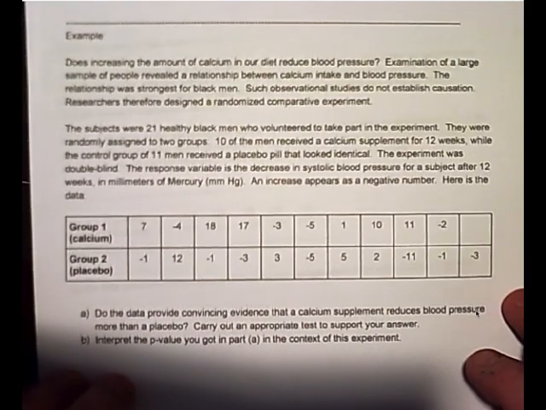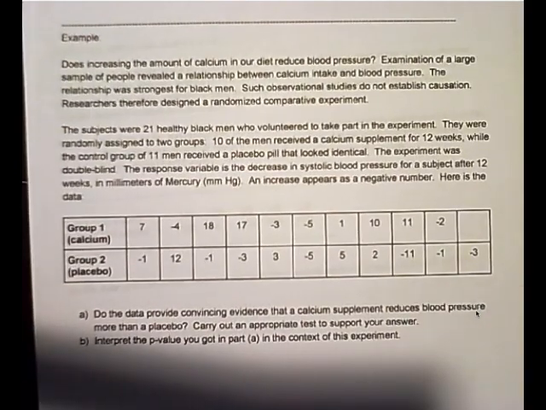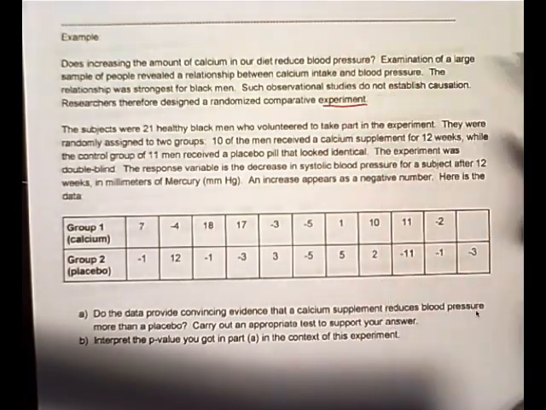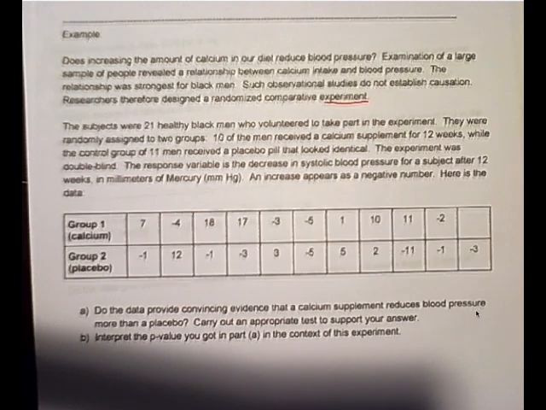Let's look at this example. Does increasing the amount of calcium in our diet reduce blood pressure? Examination of a large sample of people revealed a relationship between calcium intake and blood pressure. The relationship was strongest for black men. Such observational studies do not establish causation. Researchers therefore designed a randomized comparative experiment. When it's an experiment, remember, you don't have to meet the independence condition.